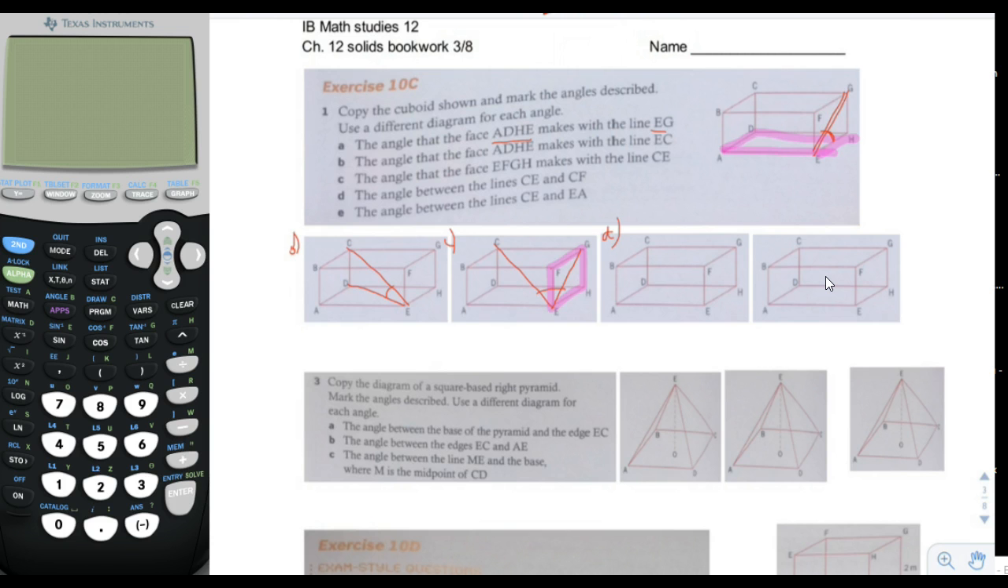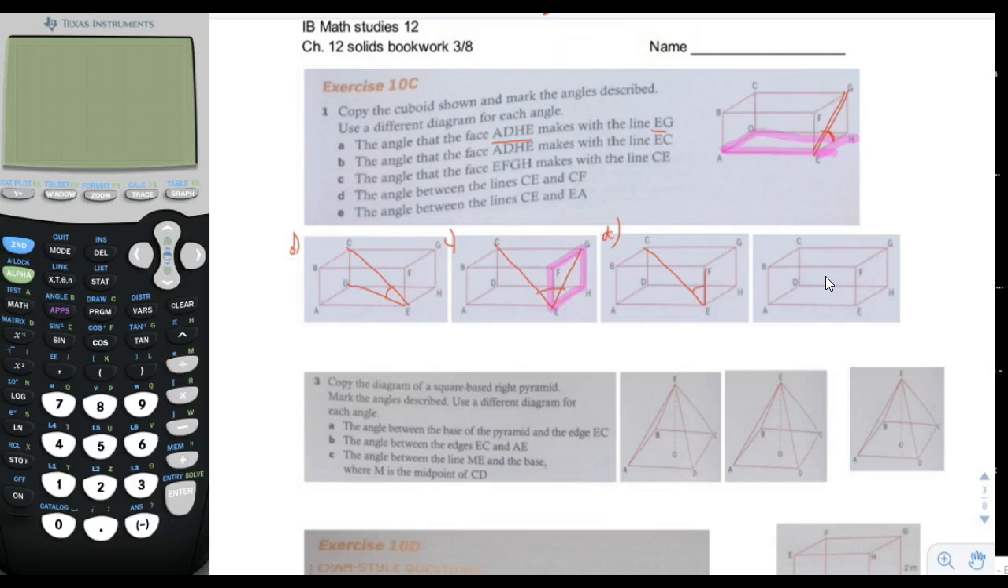D. The angle between the lines CE and CF. CE and CF. That was easy. It's easier to draw the ones between two lines than between a line and a plane.